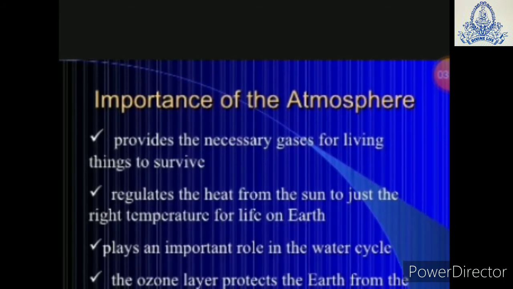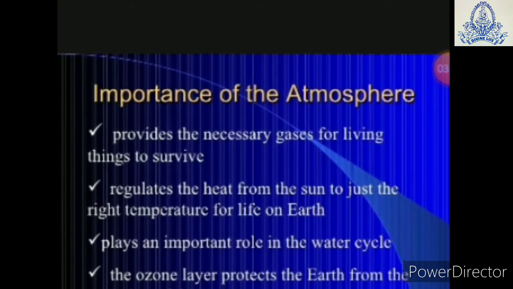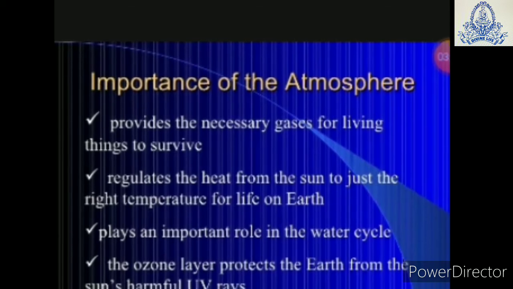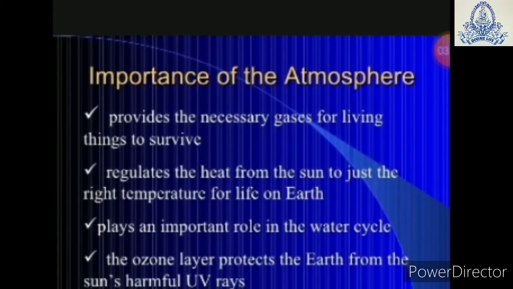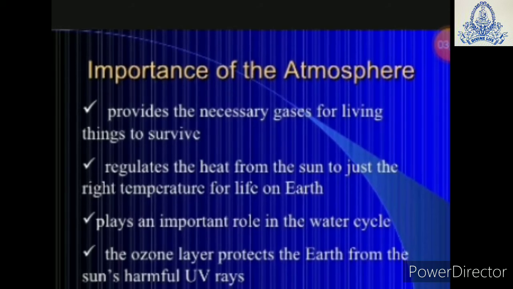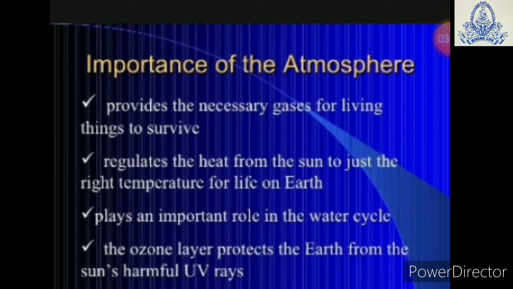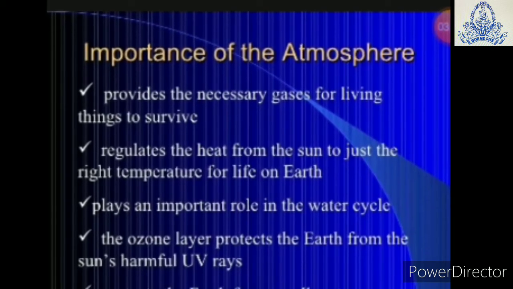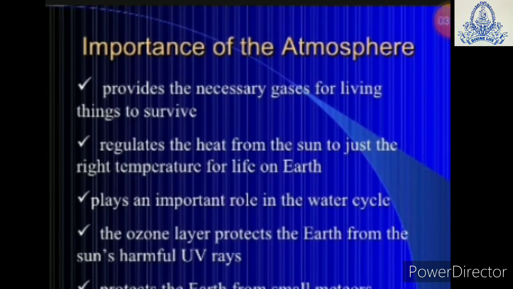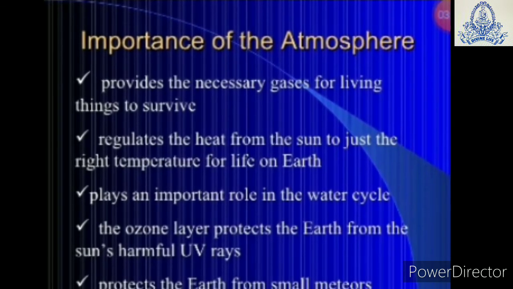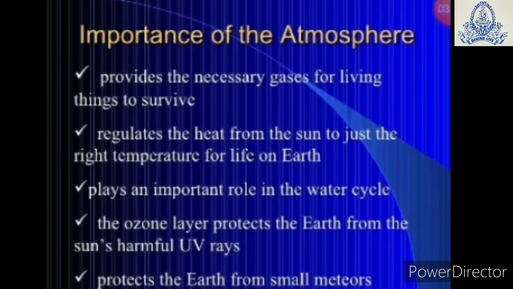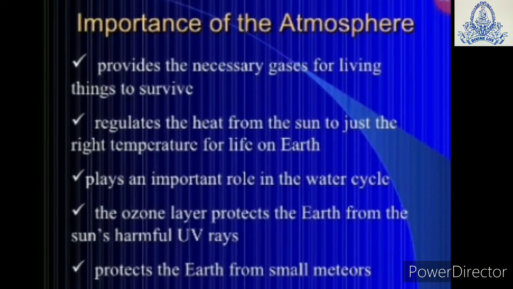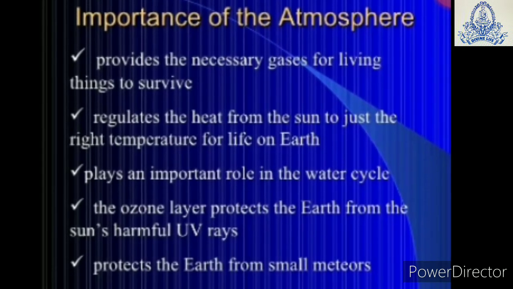Do you think that without an atmosphere we can survive on this planet? No, not possible. It regulates the heat, meaning whatever rays are coming from the sun, the atmosphere regulates that heat, traps the maximum heat and gives us only that much heat needed for the survival of living beings. And also it plays a major role in the water cycle. We already understood that it saves us from the ultraviolet rays and also protects the earth from small meteorites.